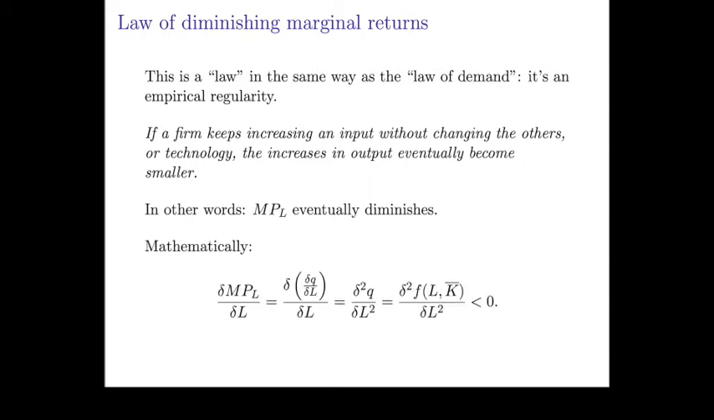So mathematically what that says is that as you keep increasing labor, the derivative of marginal product is going to be negative. If I take the derivative of marginal product with respect to labor, remember the marginal product is the derivative of quantity with respect to labor. Take the derivative of that with respect to labor. Well, that's the second derivative of quantity with respect to labor. So the second derivative of the production function with respect to labor has to be negative. That's what the law of diminishing marginal returns says.